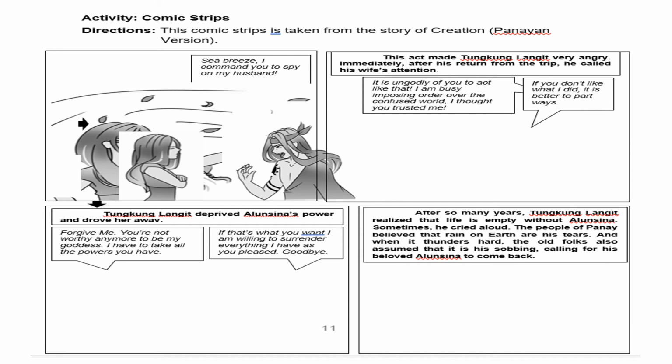Sea breeze, I command you to spy on my husband. This act made Tungkung Langit very angry. Immediately after his return from the trip, he called his wife's attention. This is ungodly of you to act like that. I am busy imposing order over the confused world. I thought you trusted me. If you don't like what I did, it is better to part ways.